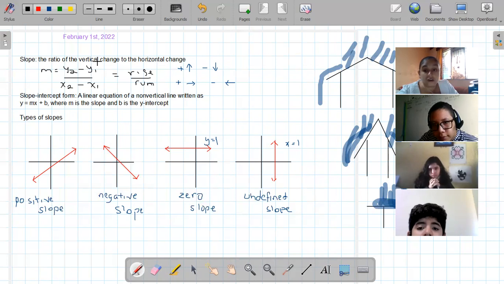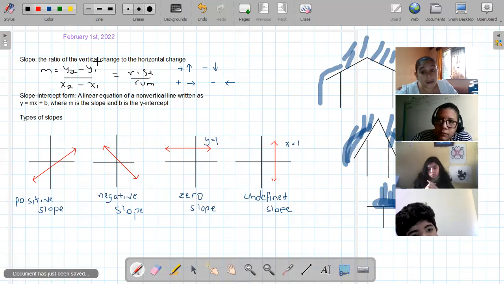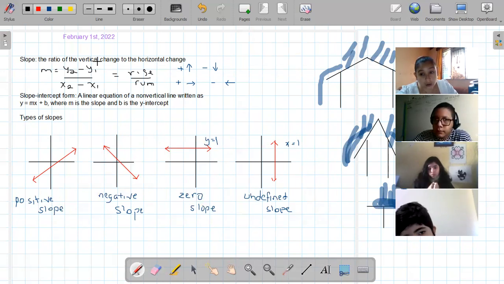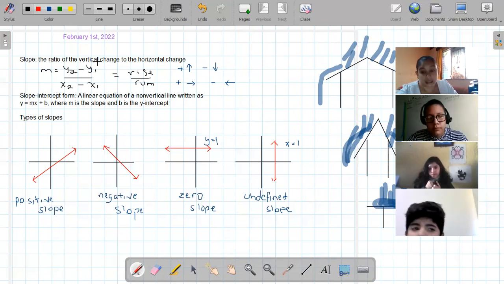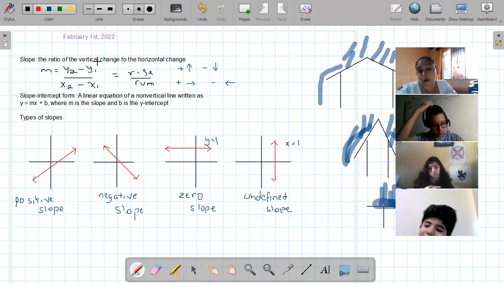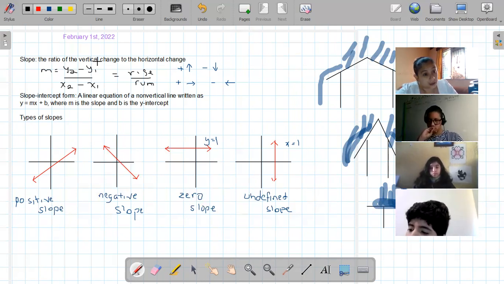So let's say that Nino decides to call the first ordered pair x1, y1. But let's say that Carlos Mendez decided to call the first ordered pair x2, y2. Are we going to have the same answer? Yes, they will have the same answer, even though they chose different ordered pairs to be x1, y1 and x2, y2, okay?